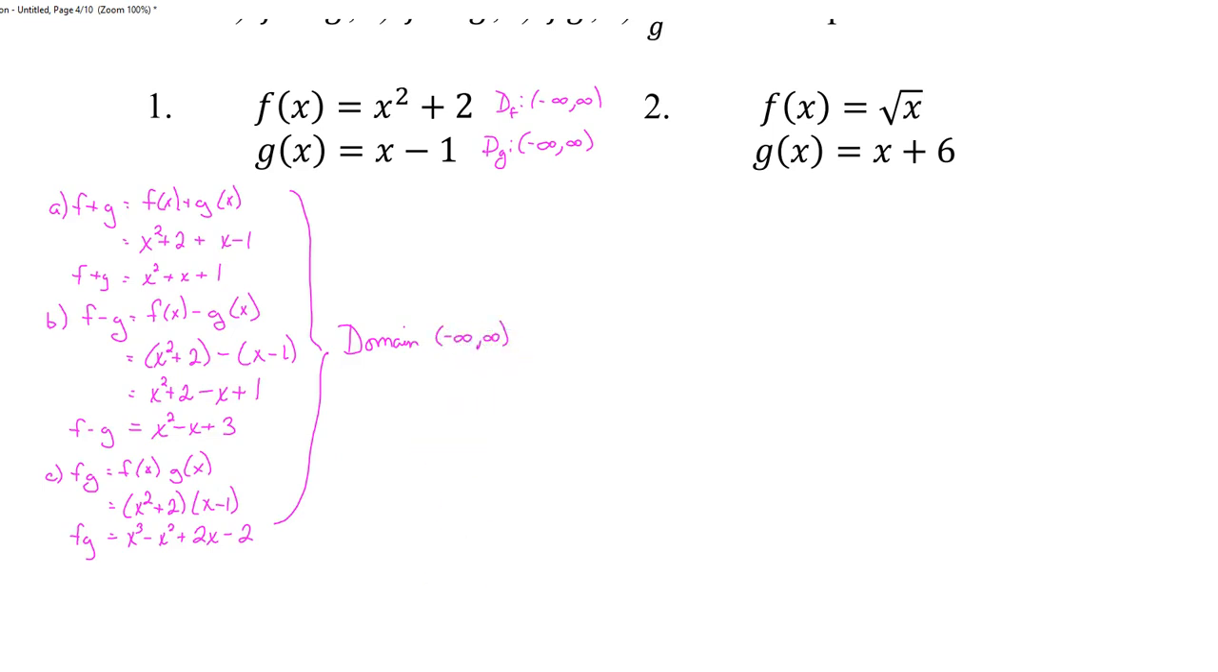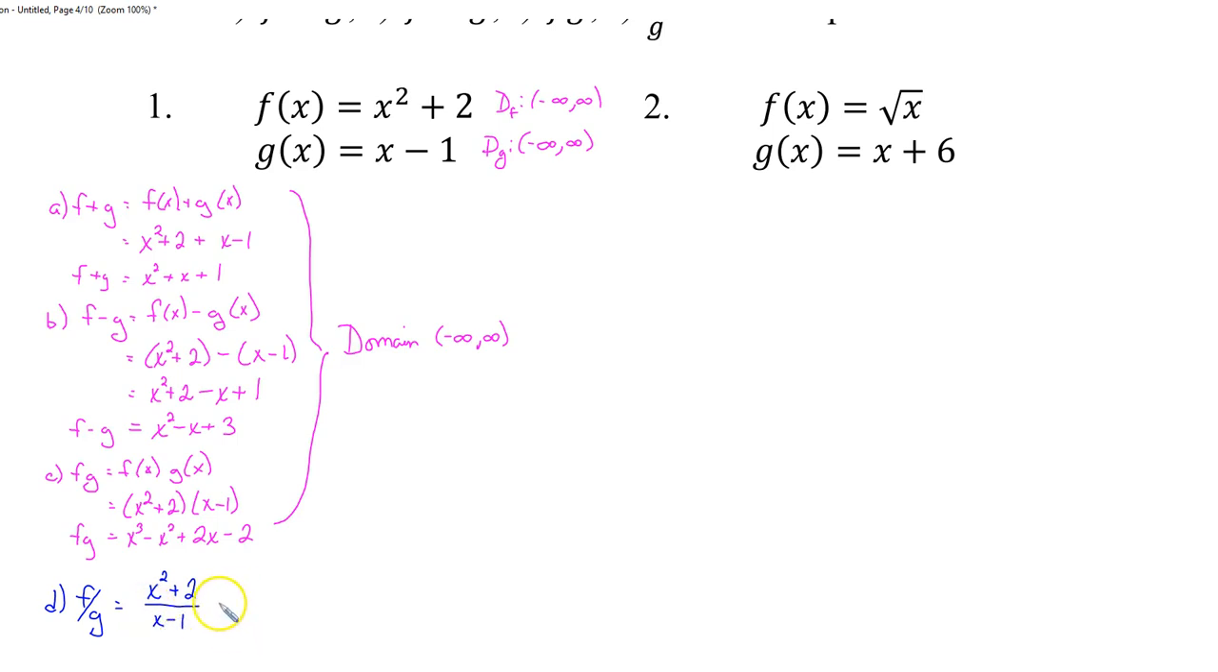Notice that I stopped before I got to part D, and part D is the quotient, so it says f divided by g. This is really easy to find, but a little bit harder to come up with the domain. So we're going to take our function f, which is x squared plus 2, divided by our function g, which is x minus 1. That is our new function.